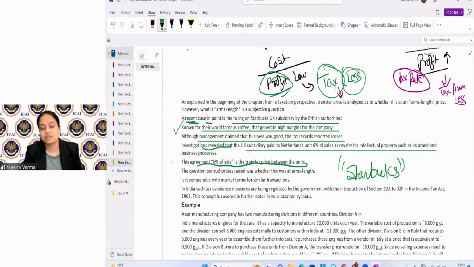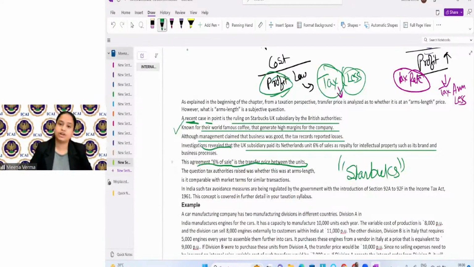So you can see here what is happening. They're using the transfer pricing concept to save their taxes. Though the company was very profitable, as I told you, transfer pricing will not impact the overall profitability of the company, but they will use the transfer pricing for saving their taxes. When they have intercompany transactions, when they are transferring the goods from one country to another, they're using this concept to save the taxes smartly.